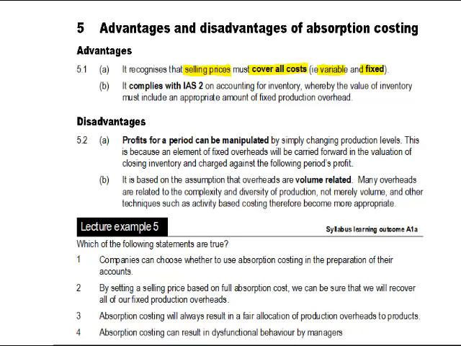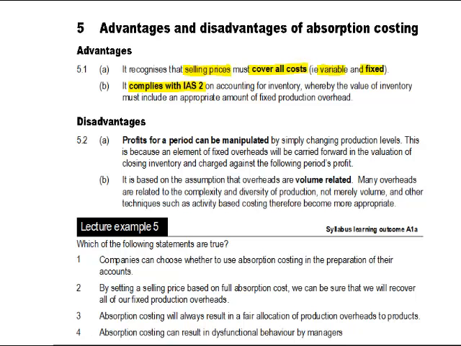The second advantage is it complies with the International Accounting Standard on accounting for inventory. Now, the problem is if we don't use this system to do our management accounts, somehow we've got to reconcile it back to a system whereby we do include an element of fixed production overheads to produce our financial accounts, and that's going to be problematic.